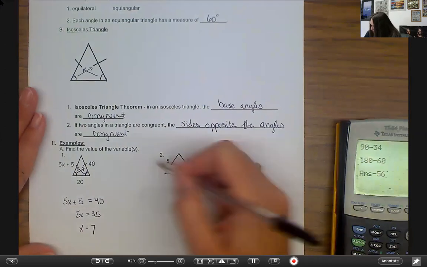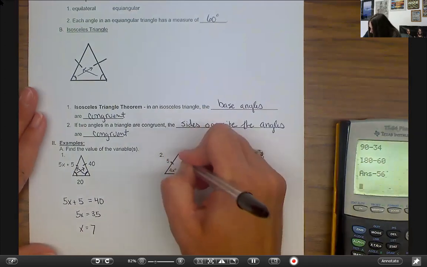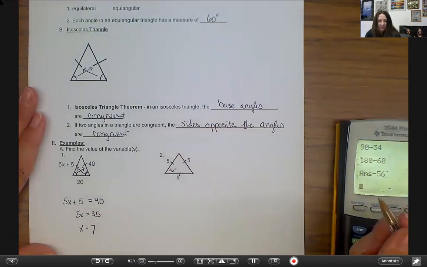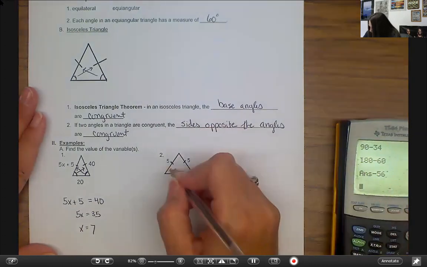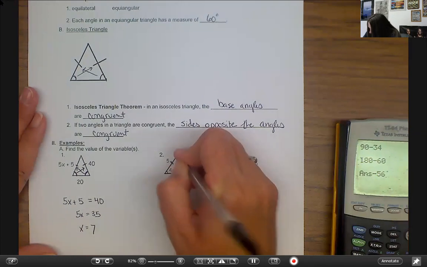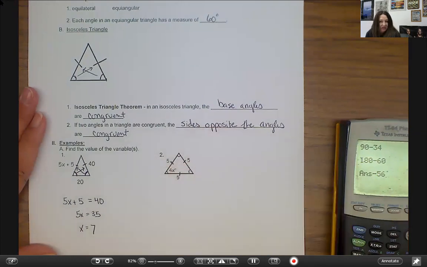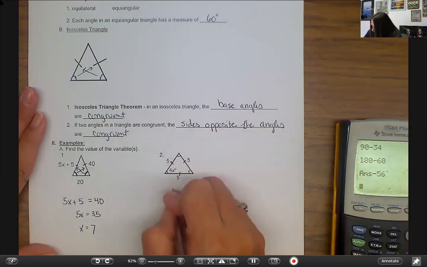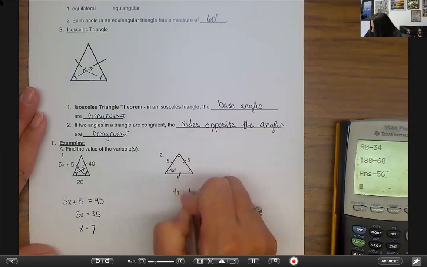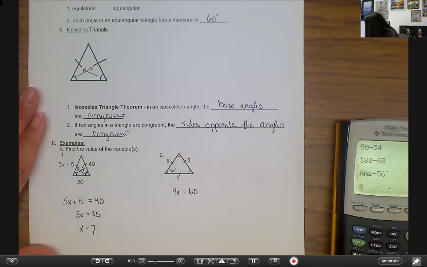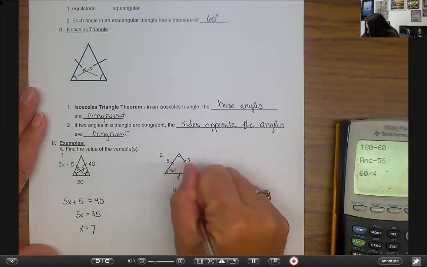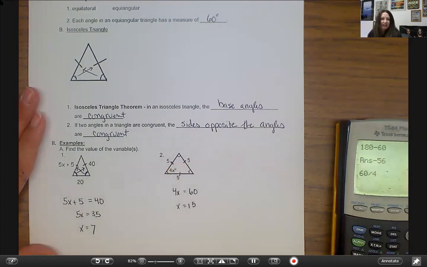Same thing in here. We've got three equal sides, or an equilateral triangle. So then that would have to create three equal angles. We know that if we have three equal angles, each one has to be 60 degrees. So 4x would equal 60. If we take 60 and divide that by 4, we get our value of 15 for x.